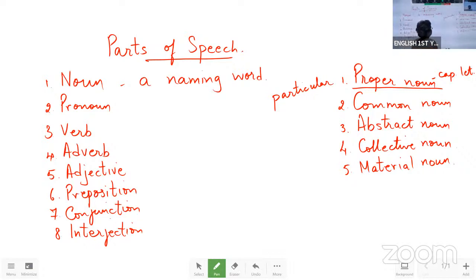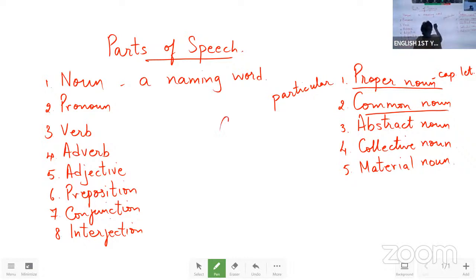Now, what is the common noun? Which is in common. When you say Sara, it is a particular girl. But when you say girls, it can be any girl. So it is a common noun. When you say Harish, it's a name of a particular person. But when you call, come here boy, you're not calling any particular boy. So it comes under common noun.